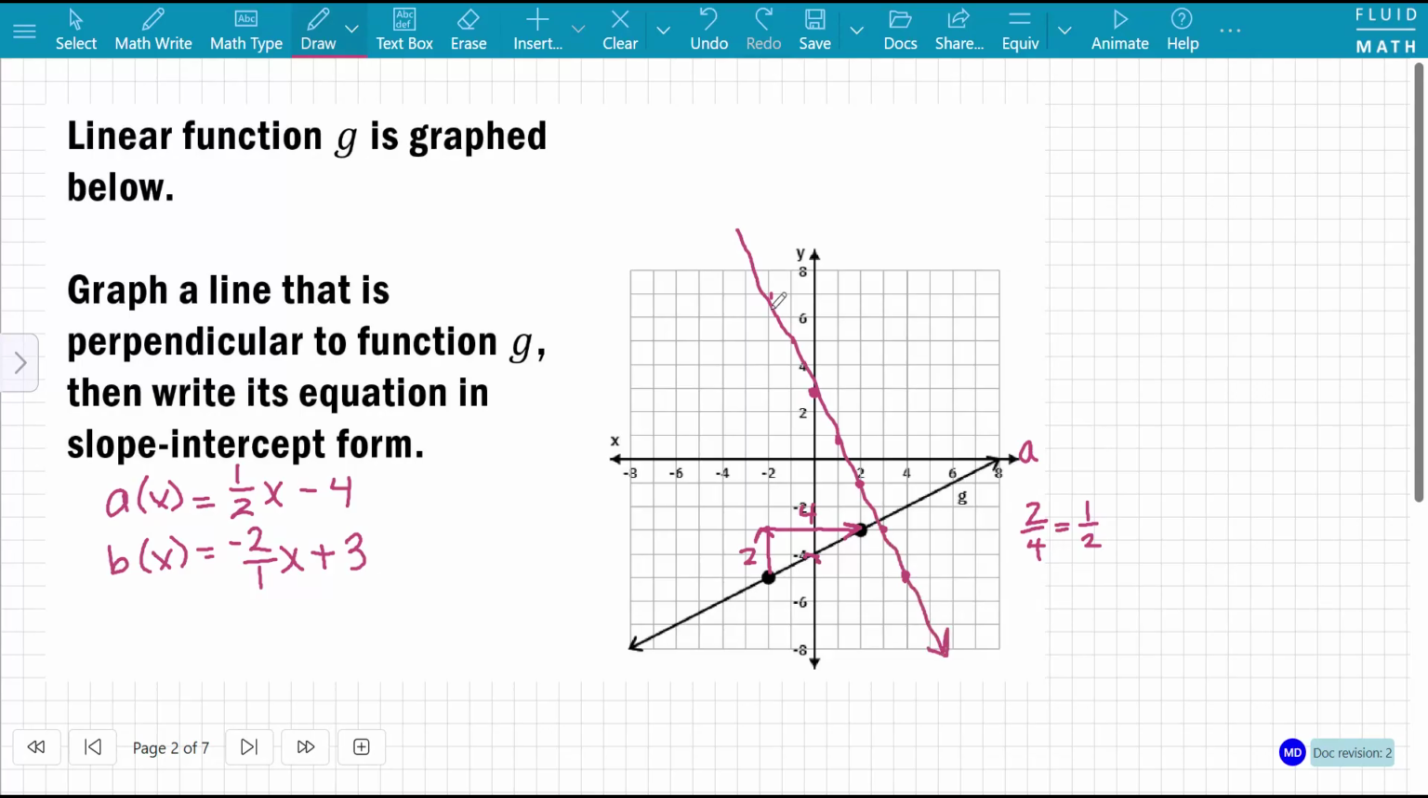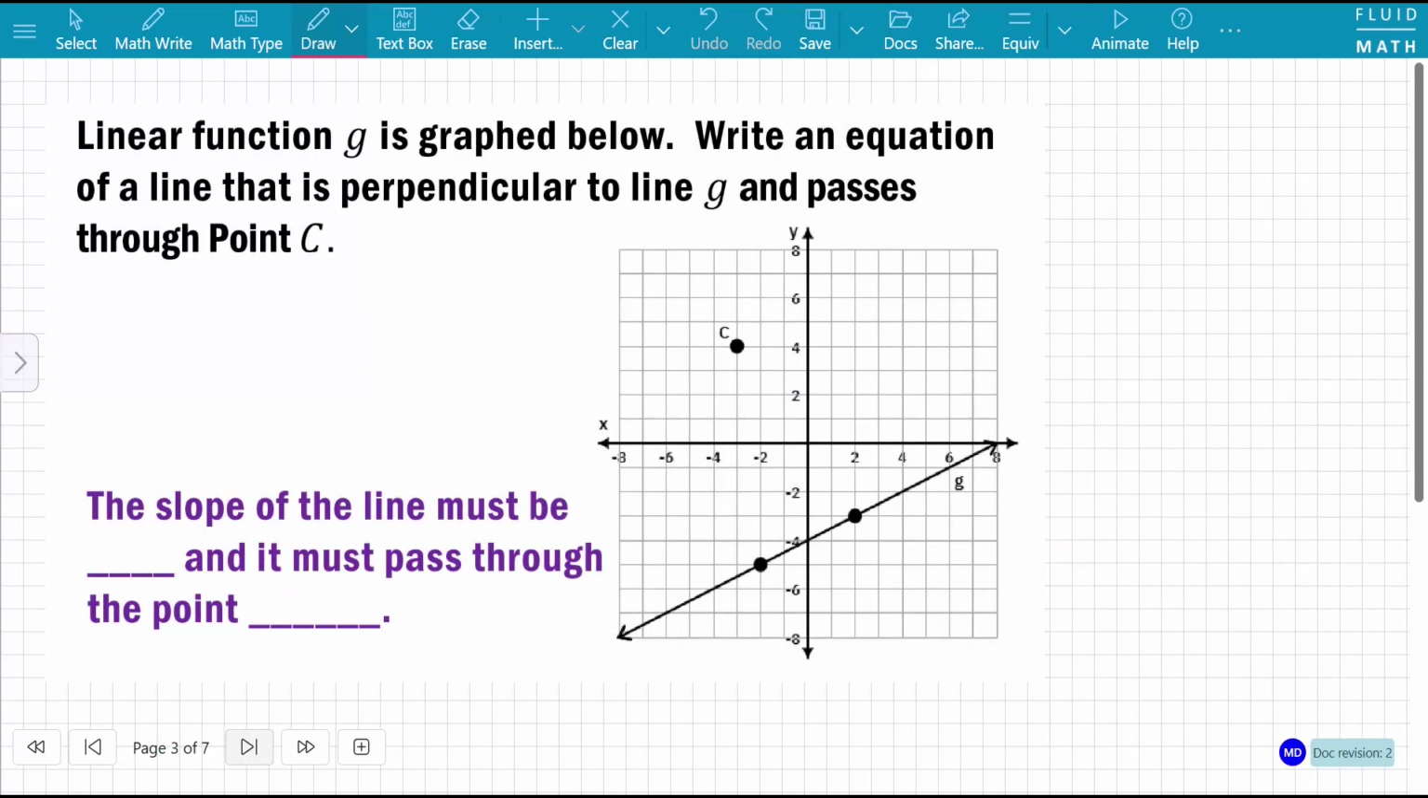Hey, that's pretty good, okay? Now, if I put a piece of paper in the corner of that, since this is a square graph, it would be basically a right angle, okay? So this isn't that hard. All I'm doing is flipping the sign and flipping the fraction.